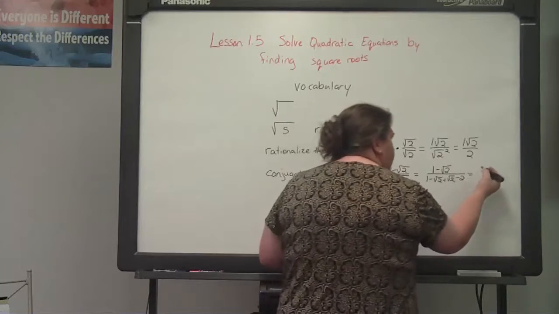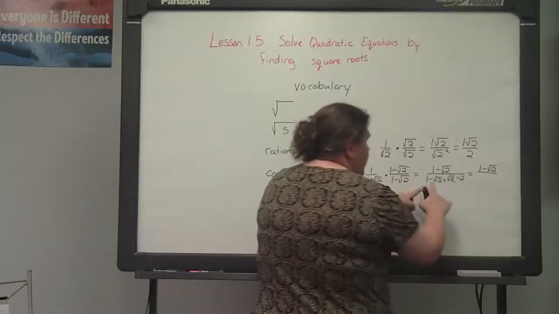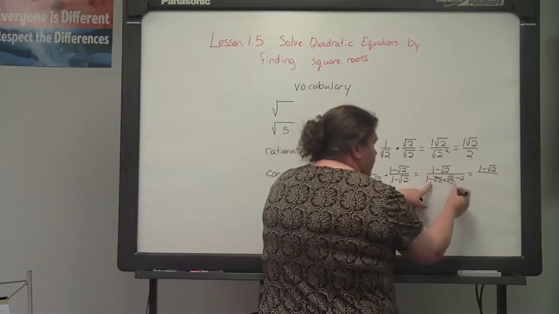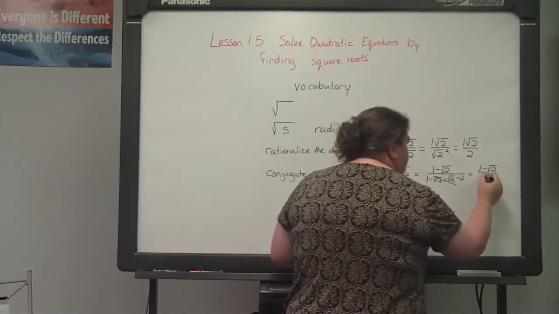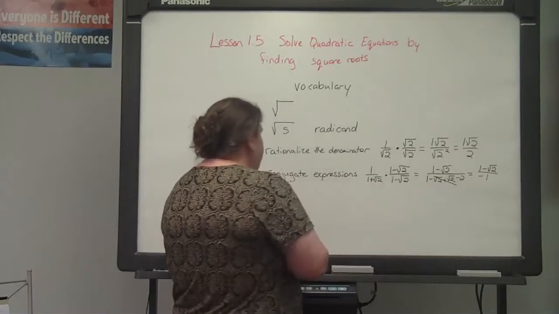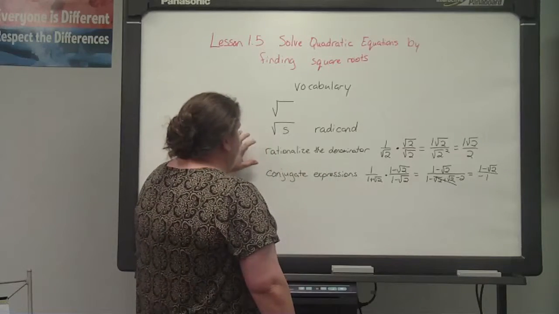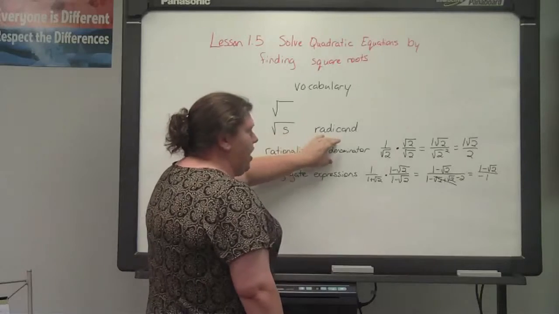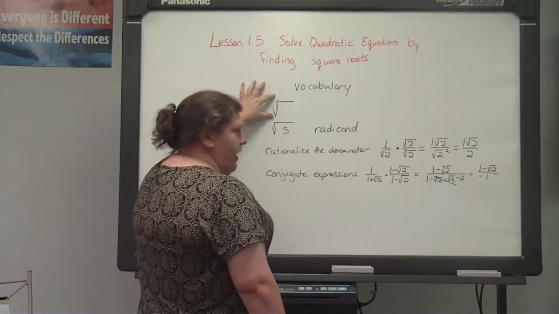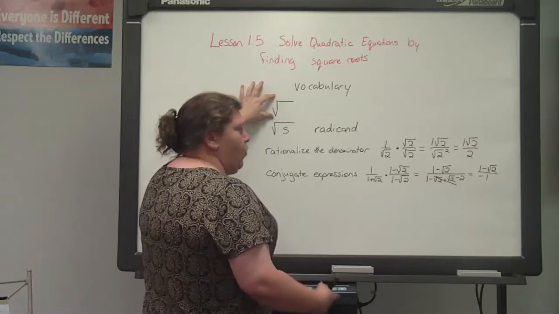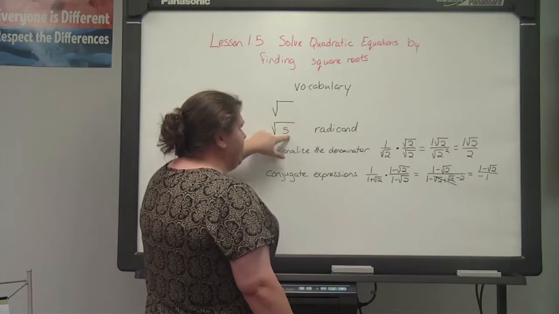So my answer would be 1 minus square root 2 over, this negative cancels out this positive, and so I have 1 minus 2, which is a negative 1. So that is how you would conjugate the expression. We looked at how to rationalize the denominator. We understand that the radical sign has to do with finding out what times what equals the number inside, which is the radicand.